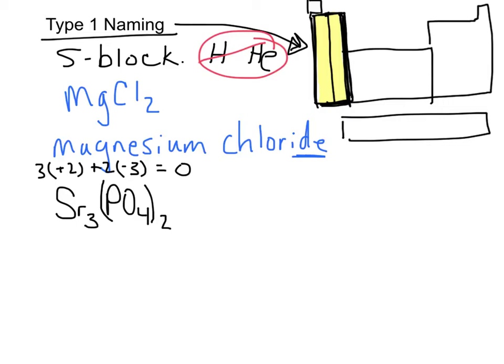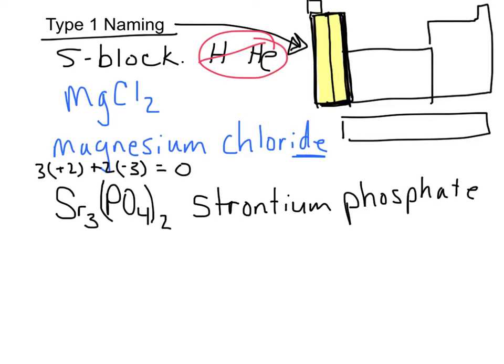So to name this one, I would just name the first, strontium. Name the second, which is PO4, and that is phosphate. And I'm done. I don't change the ending of a group that already has a name. Okay, let's take one all the way where we have the compounds and then make the formula and then give the name.